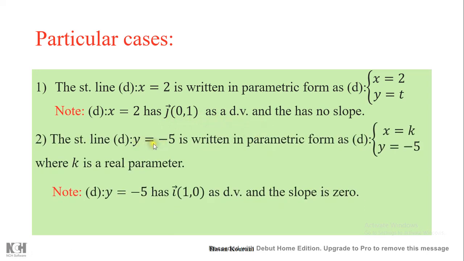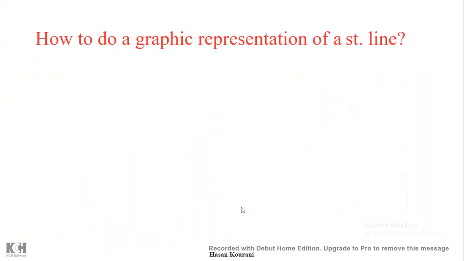Let's see another case: y equals -5. Y here is constant, and we keep it constant with the same constant here. But x, which doesn't appear in this equation, we put it to be a parameter. The parameter, we may call it k or something else. Okay.